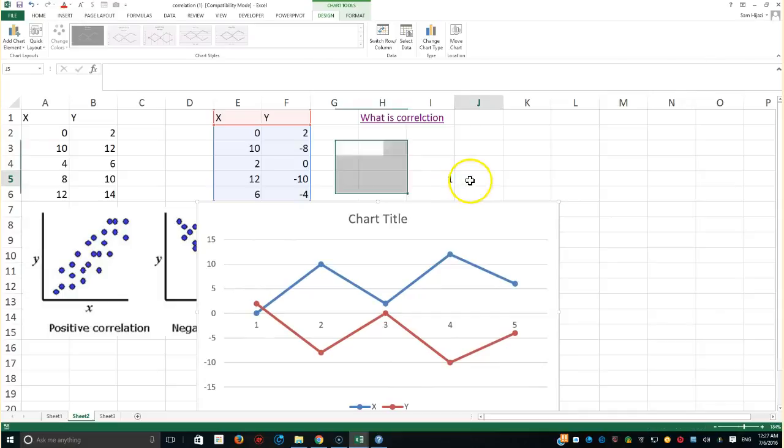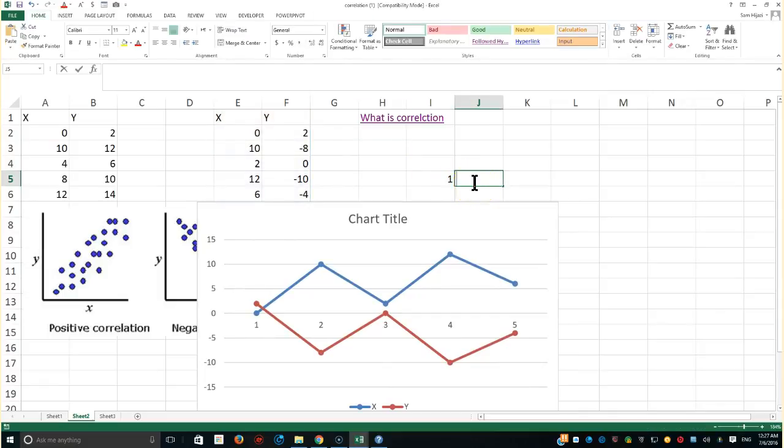Let's make sure that we can get that minus 1. If I do here correlate, and notice this is going to be this range followed by this range, and we're going to go ahead and get completely negative correlation, which is minus 1. So there is negative correlation, there is perfect positive correlation, perfect negative correlation.